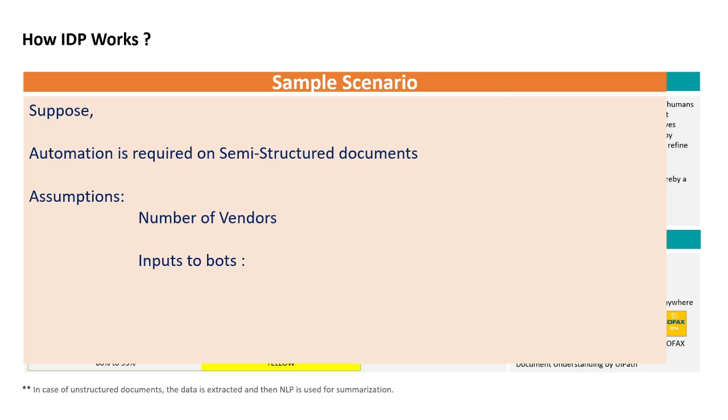Here, we'll be supposing that the automation is required on semi-structured documents. We know that semi-structured documents are the ones which have a fixed set of data, but the location of this data is not fixed. That is, it does not have any fixed format.